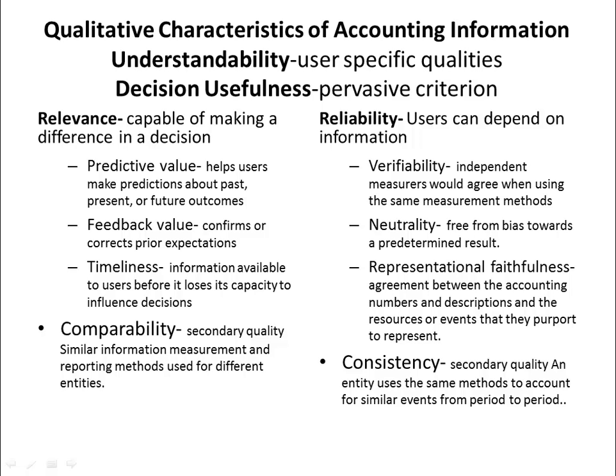So I hope this is useful to you in thinking about the qualitative characteristics of accounting information. In order to be understandable and useful for decision making by users, it must be relevant, it must be reliable, and it also needs to be comparable and consistently applied.